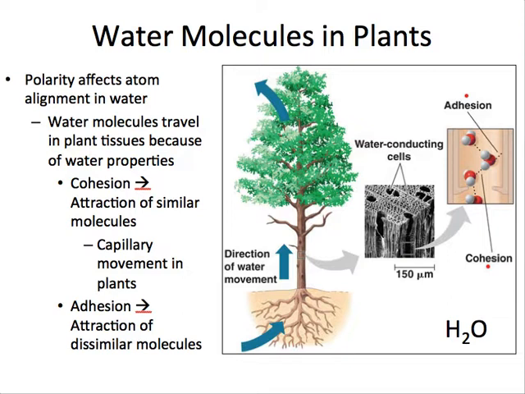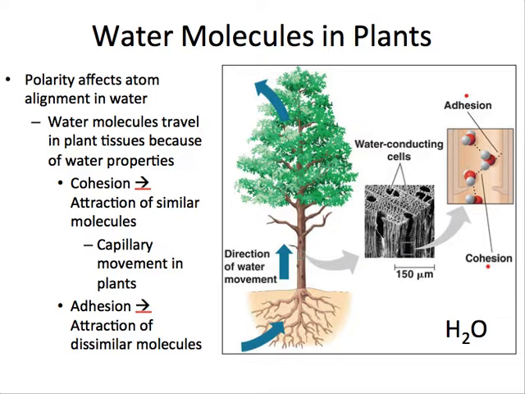Cohesion refers to the attraction of similar molecules. That is to say, water sticks together. We call this capillary movement as water travels through those little discrete tubes called xylem up through the plant stem. Adhesion refers to the attraction of dissimilar molecules. So water molecules adhere to the inside of those capillary veins. So therefore, by having both of these properties working together, water can travel from root to stem to leaf in a completely passive process we refer to as transpiration.